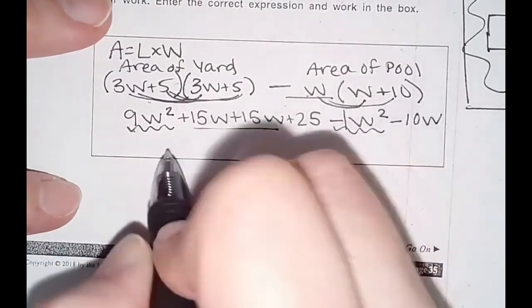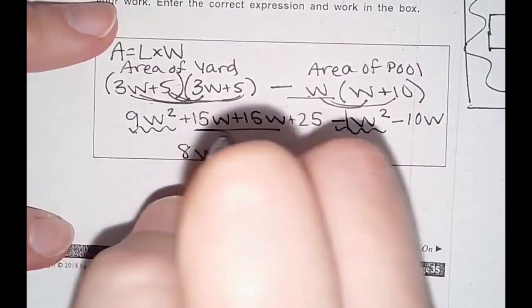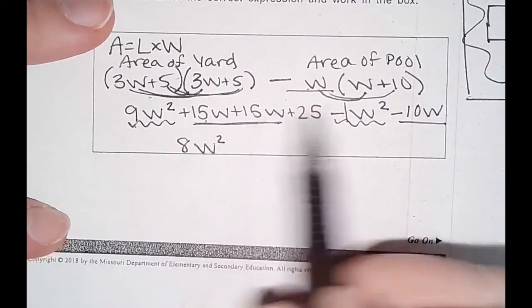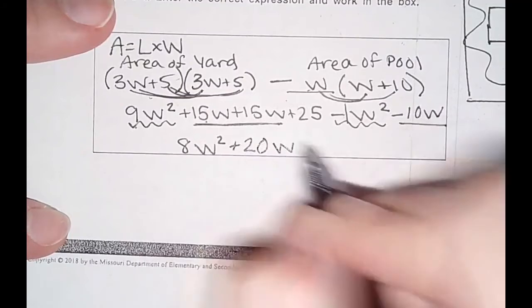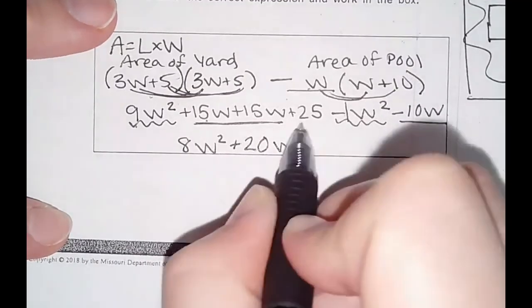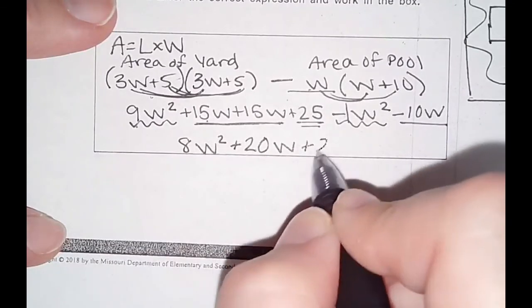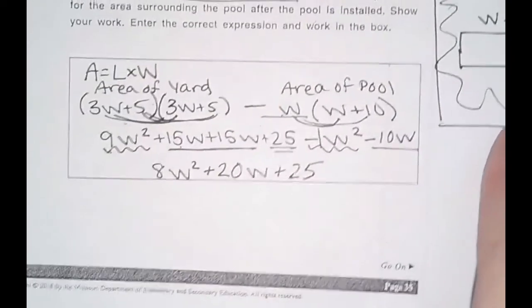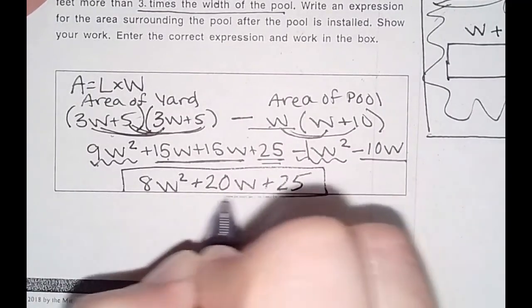Now I have W terms: 15 plus 15 is 30, minus 10 is 20, so plus 20W. And now I have this 25, a constant term that has nothing to combine with, so I drop it down as plus 25. That is the area around the pool in the backyard. If they finally told me what the width was, I could figure out the whole area that I'm working with, and I could figure out the dimensions of the pool and the yard. Final answer.